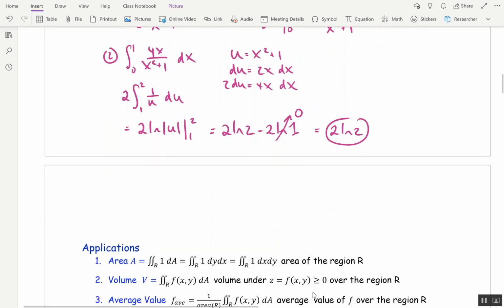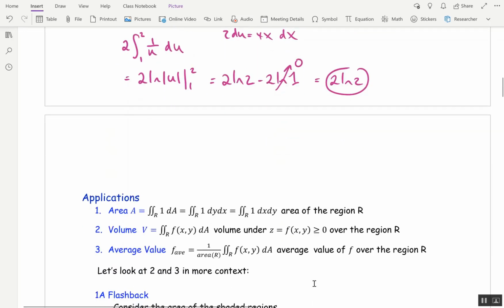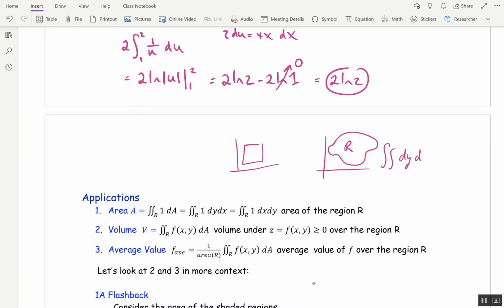Okay, so let's look at some applications. When you integrate the function 1 dA, and dA is dy dx or dx dy, you get the area of the region you're integrating over. And so the next section will be pretty interesting, because in this section, we're integrating over rectangular regions, which is kind of boring. But in the next section, we'll be integrating over curvy regions, and we'll be able to compute the area of this region by just doing the double integral dy dx or dx dy.